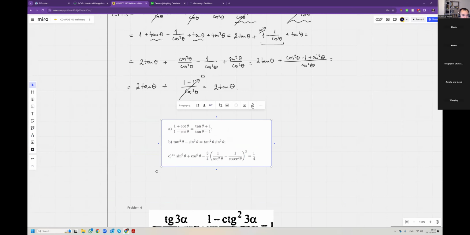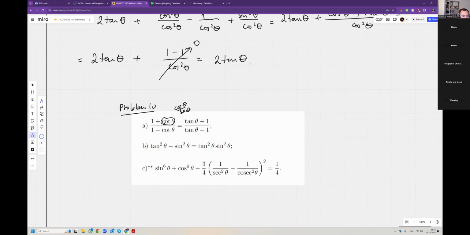So problem 10. So 1 plus cot theta. Well, cot theta, that's cos theta over sine theta. Okay, just stick that in, right? And then modify. Same thing here. Tan is sine over cos, etc.